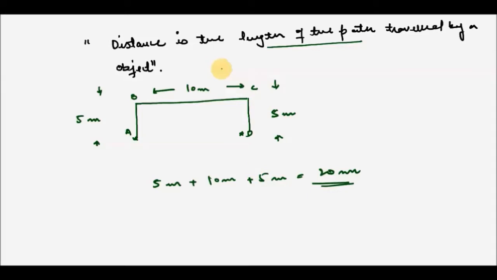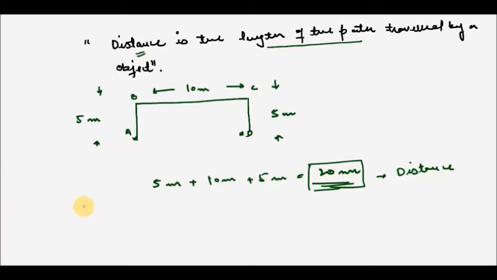Now according to our definition, the length of the path is known as distance. So this 20 meters is nothing but the distance that the object actually traveled. So in simple terms, distance is how much you move from one position to the other position, right? I don't think there's much difficulty in understanding this.